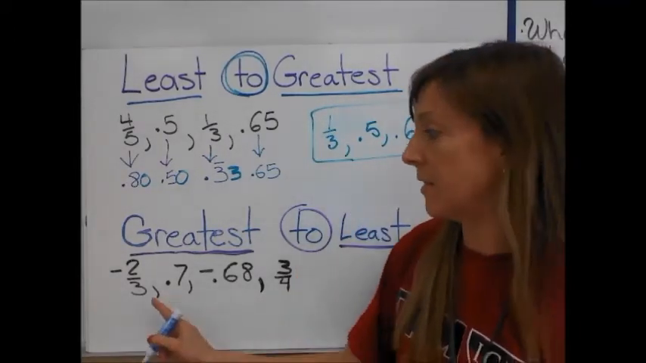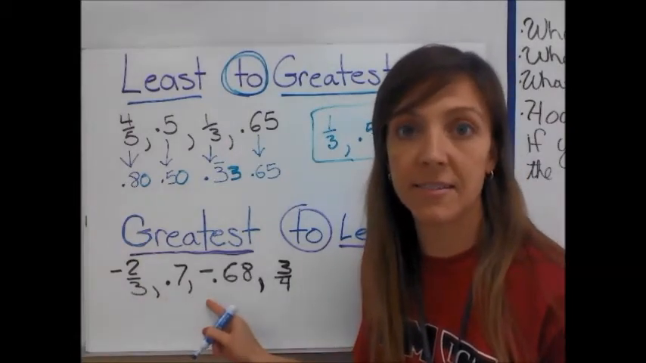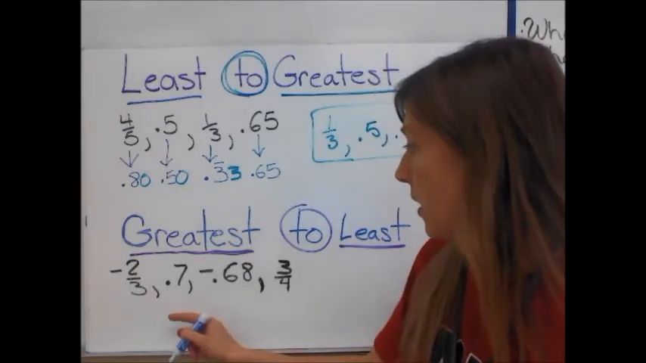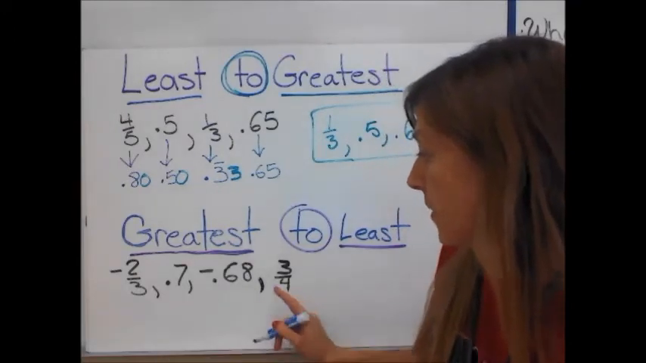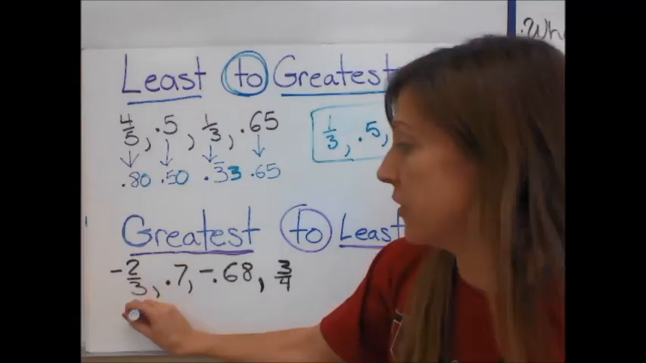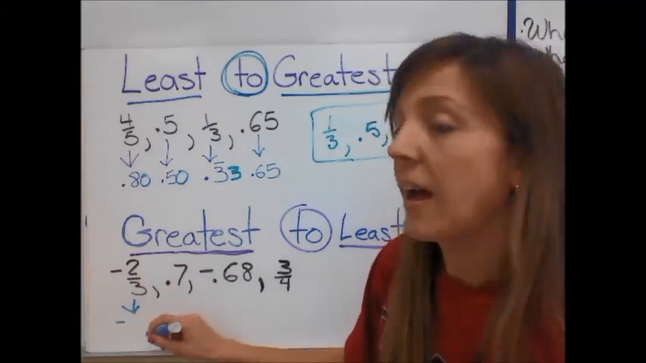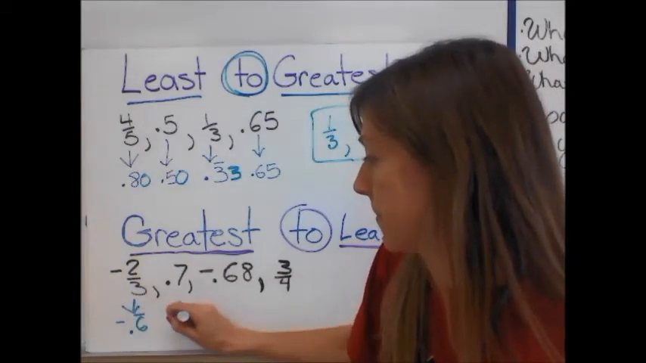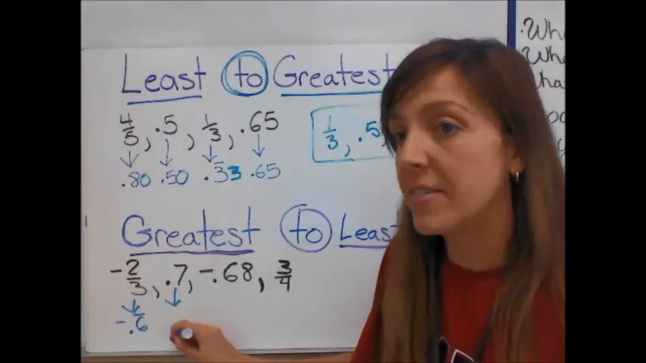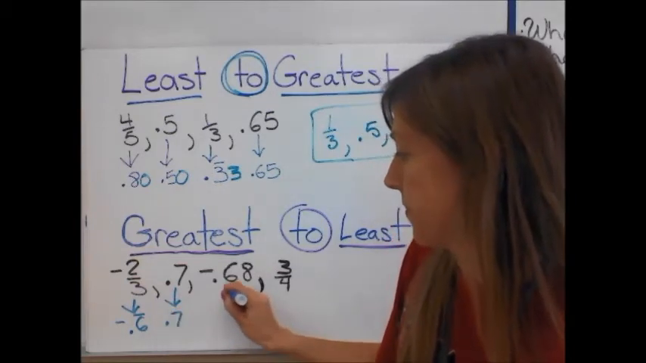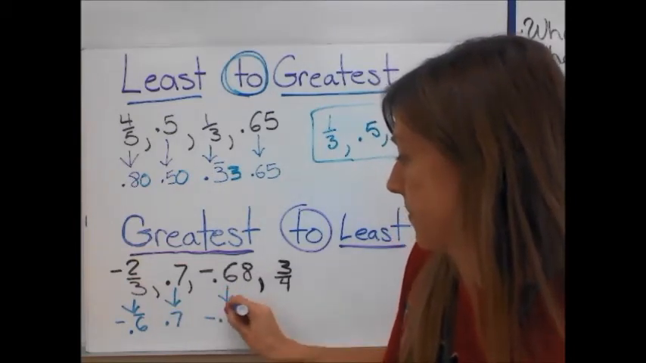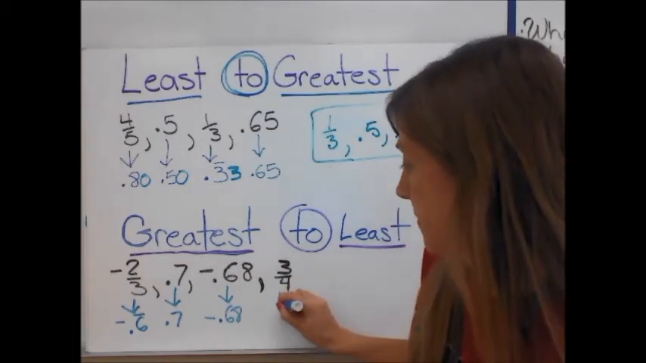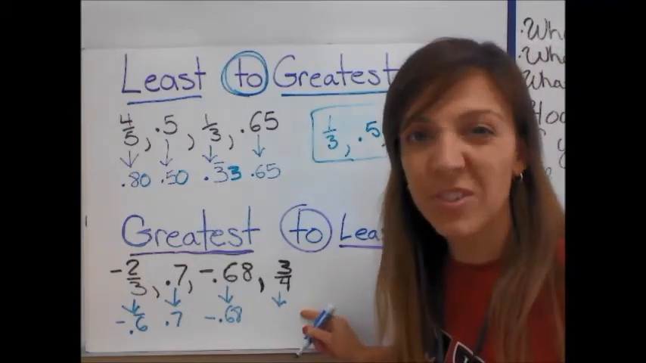From greatest to least, let's put negative 2/3, 7/10, negative 68/100, and 3/4 in order. First, I'm going to take 2/3, change it to a decimal. I get negative 0.6 repeating. 7/10. Negative 68/100. And 3/4, which is like 75 cents.